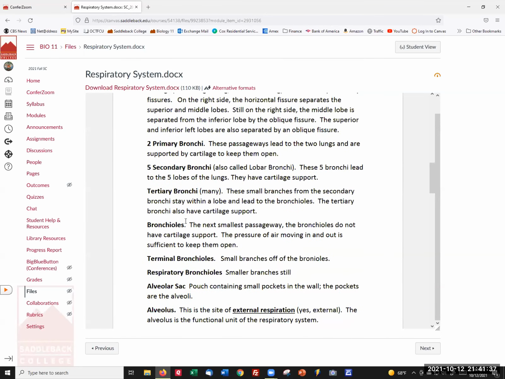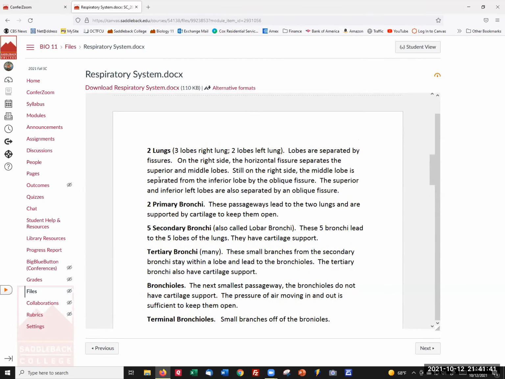Okay, going back up to this little chart that might have been confusing a while back, we have two lungs. Each receives a single primary bronchus. These divide 3 and 2 to make the 5 lobar bronchi, going one to each of the 5 lobes. The tertiary bronchi are the next to be formed. They're smaller, they form within a single lobe.